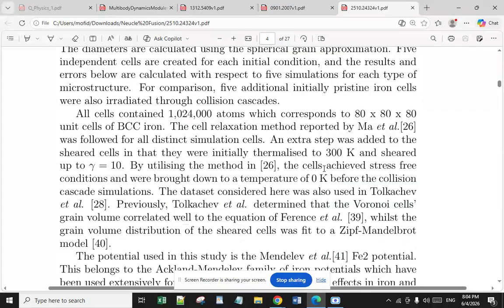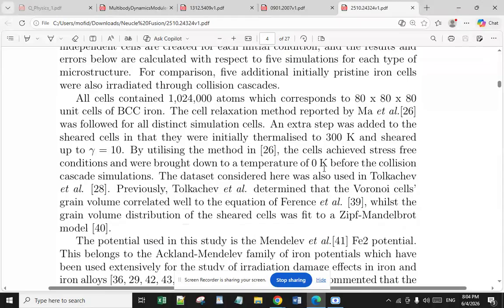Cells of BCC iron. The cell relaxation method reported by Emma and his colleagues was followed for all distinct simulation cells. An extra step was added to the shear cells in that they were initially thermalized to 300 Kelvin and sheared up to gamma equal to 10. By utilizing the method in reference 26, the cells achieved stress-free conditions and were brought down to the temperature of 0 Kelvin before collision cascade simulations.